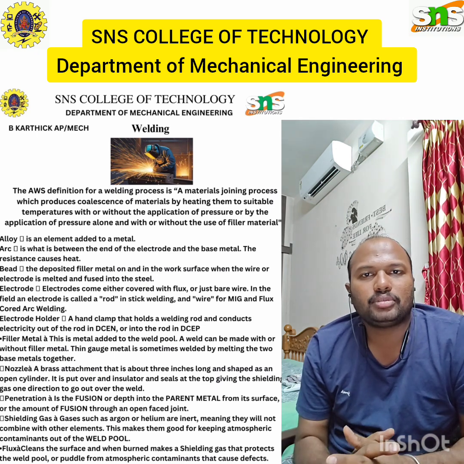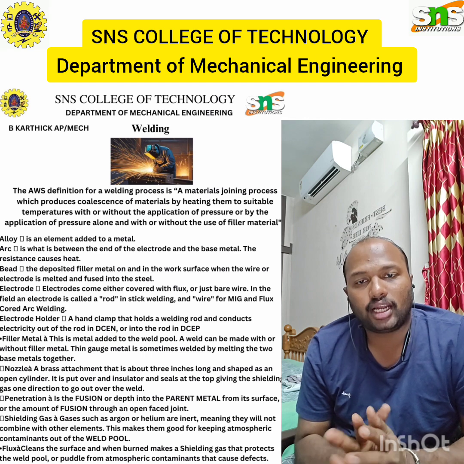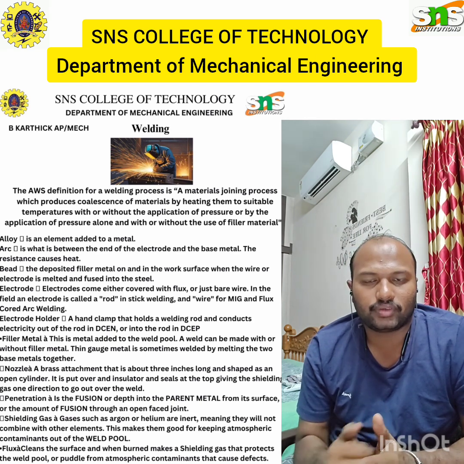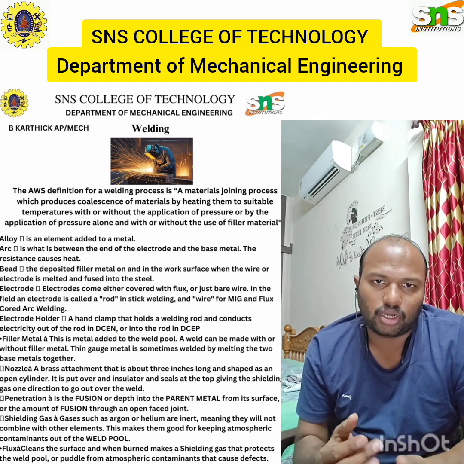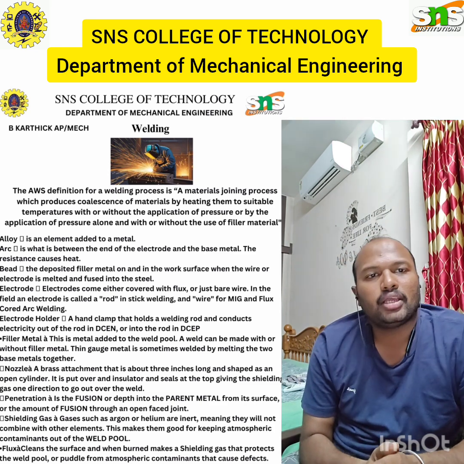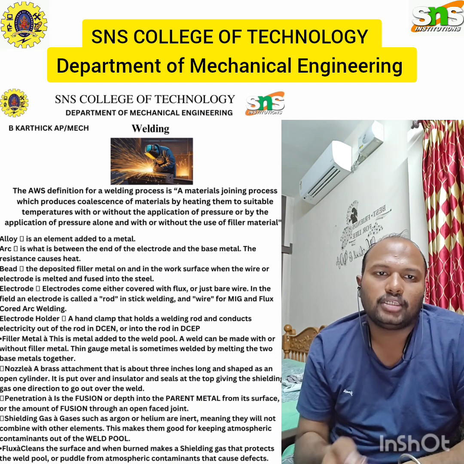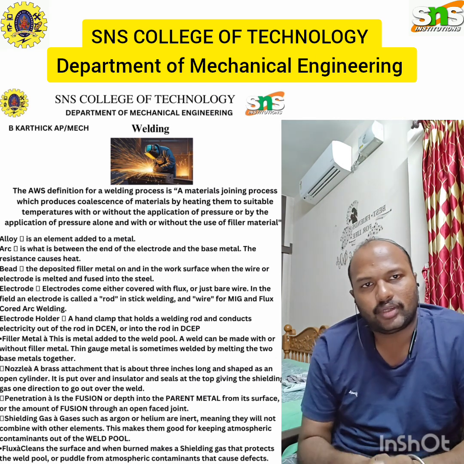When we come to the other type of classification in the fusion welding process, if the electrode we are using for the welding process is consumed or deteriorated, it comes under consumable electrode welding. If the electrode is not consumed or melted, it comes under non-consumable electrode welding.